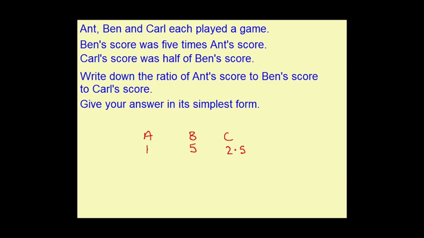Now, we might think we're finished here, but this isn't in its simplest form because we've got 2.5 here. We need to get whole numbers, so what I'm going to do is double each of these numbers. So doubling this gives me 2, this gives me 10, and this gives me 5. This will be my answer, 2 to 10 to 5.